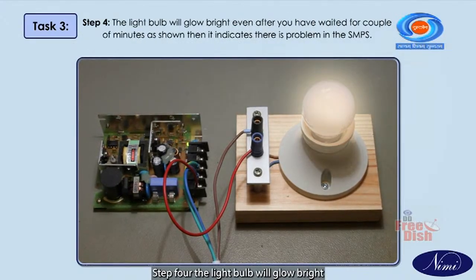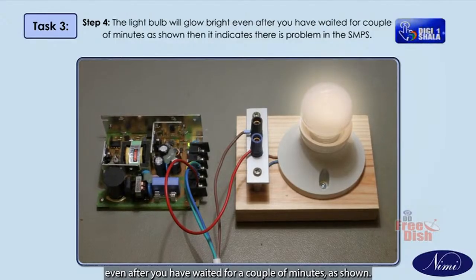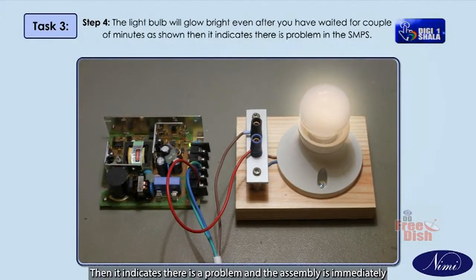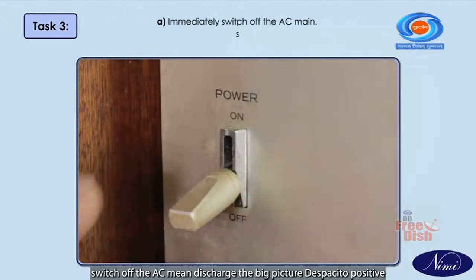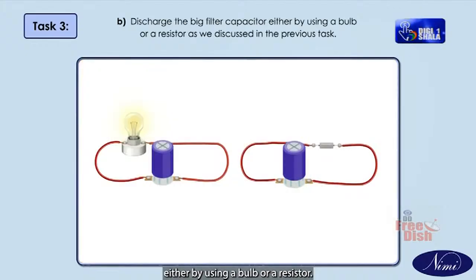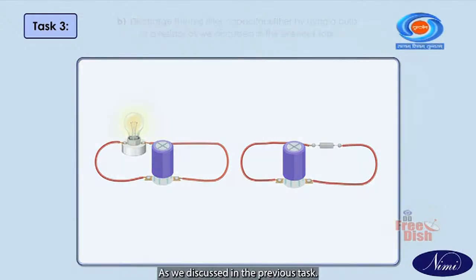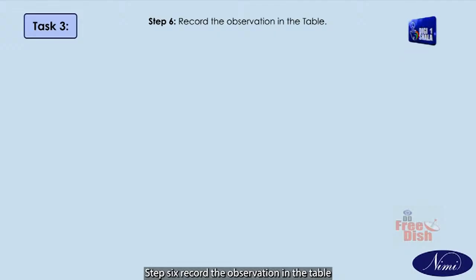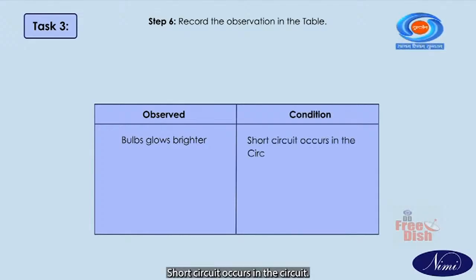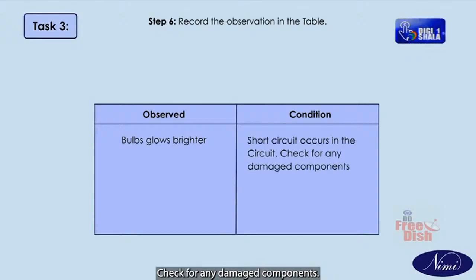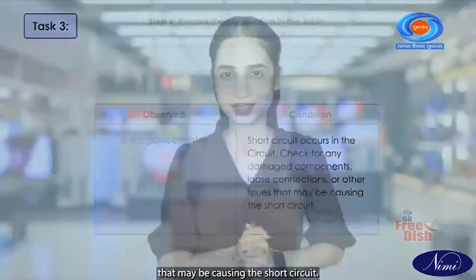Step 4. If the light bulb glows bright even after you have waited for a couple of minutes, as shown, then it indicates there is a problem in the SMPS. Step 5. Immediately switch off the AC mains. Discharge the big filter capacitor either by using a bulb or a resistor, as we discussed in the previous task. Step 6. Record the observation in the table. Observed: bulb glows brighter. Condition: short circuit occurs in the circuit. Check for any damaged components, loose connections, or other issues that may be causing the short circuit.